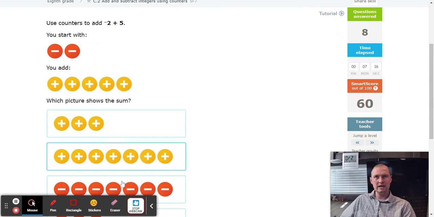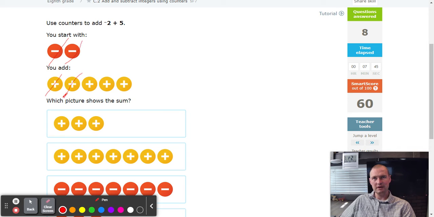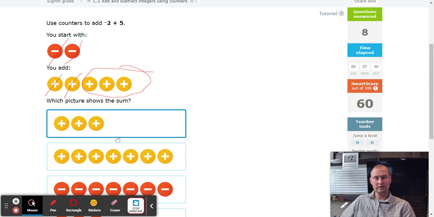All right, next up we have negative 2 plus 5. Negative 2 plus 5 is straightforward. Negative and positive, they're opposite. So opposite, opposite, opposite, opposite. And there we go. We're looking at positive 3.